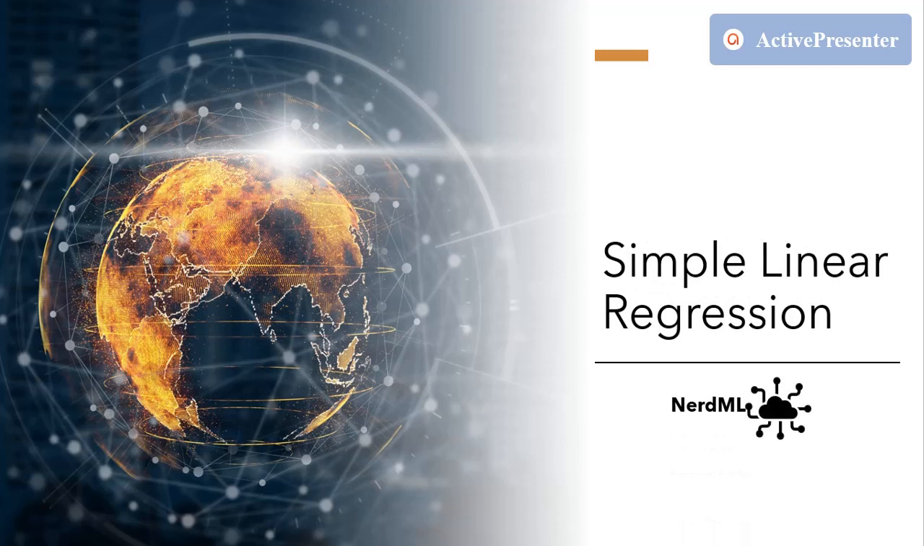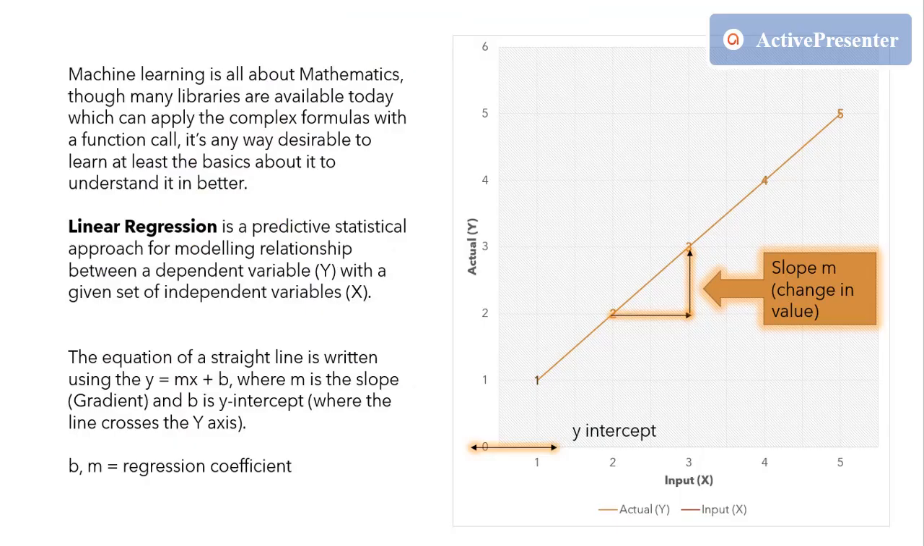Today we'll be discussing simple linear regression. So guys, regression is nothing but the relationship between dependent and independent variables. Now the question arises: what are these dependent and independent variables? Let's quickly understand this with some example.